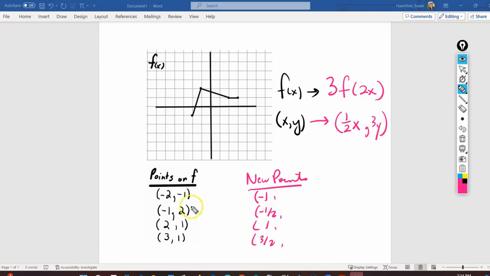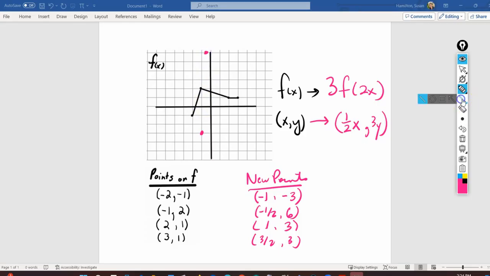Now, my y coordinate is going to be 3 times the old y coordinate. So 3 times -1 is -3. 3 times 2 is 6. 3 times 1 is 3. And 3 times 1 is 3 again. So those are my new points. I'm going to plot them. -1, -3. -1/2, 6.